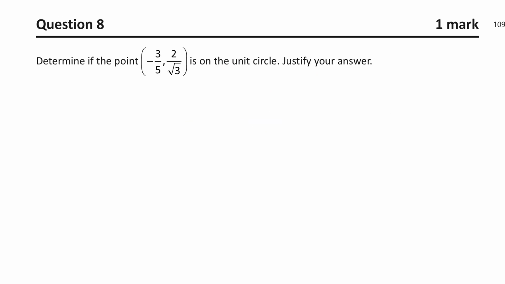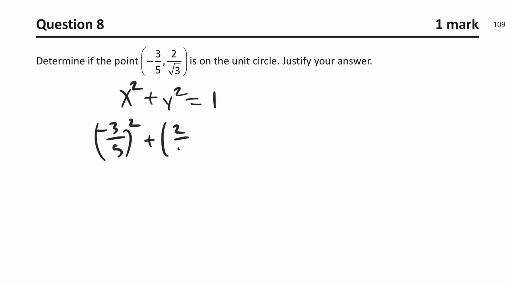Question 8. Determine if the point (-3/5, 2/√3) is on the unit circle. Justify your answer. So we need to provide some justification. We can't just say yes or no. And what we're going to use is the equation for the unit circle. x squared plus y squared is supposed to equal 1. So let's go ahead and calculate x squared plus y squared. (-3/5) squared, (2/√3) squared. It's going to give 9/25 plus 4/3.